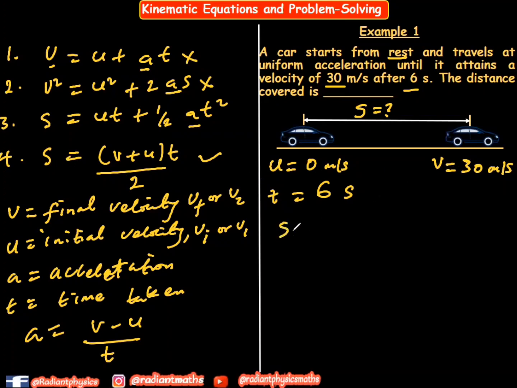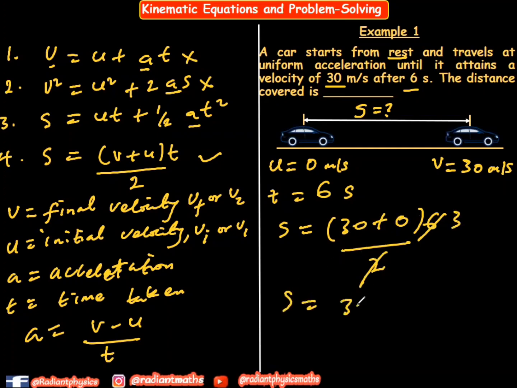So we have S equal to the final velocity, which is 30, plus 0, multiplied by the time t, which is 6, divided by 2. And then we cancel this, we are having 3. So your distance is going to be 30 plus 0, which is 30, multiplied by 3. Now we are having 90 meters as the distance. So this is how to apply this equation.